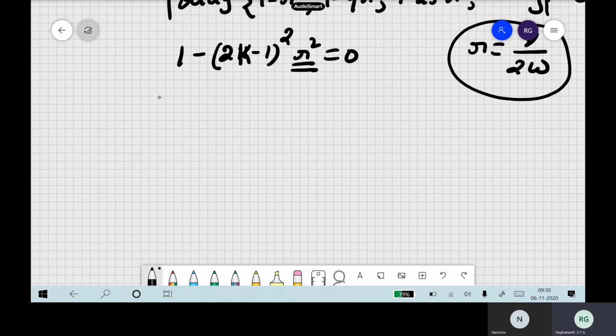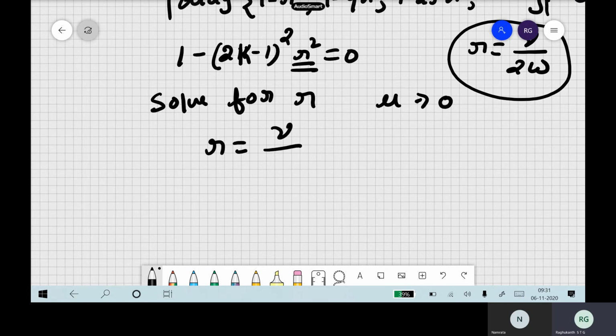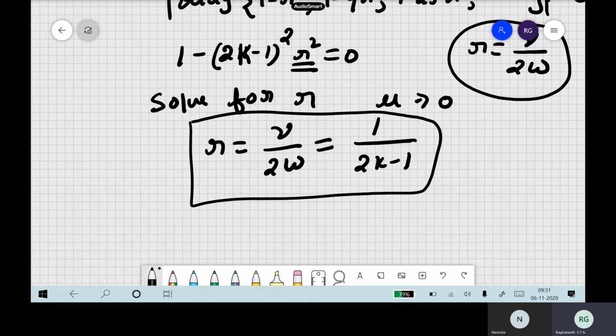So now you solve for this r. Finally, when mu is very, very small, that is mu tends to 0, one can find r equal to nu by 2 times omega, which is 1 by (2k minus 1) itself. So this is how we get our stability boundary.